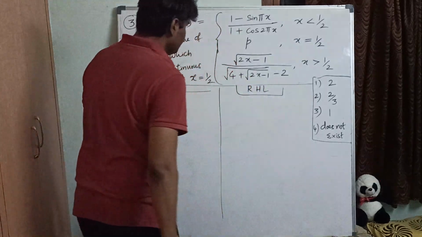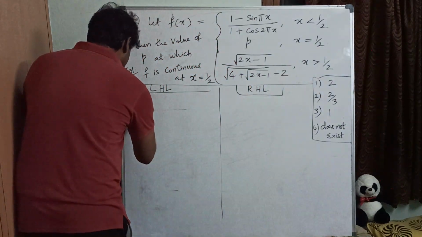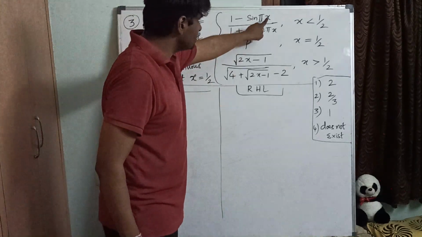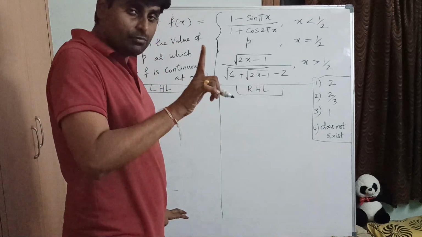Right? Generally, how can we find it? Limit h tends to 0. In place of x, what can you substitute? 1 by 2 minus h.